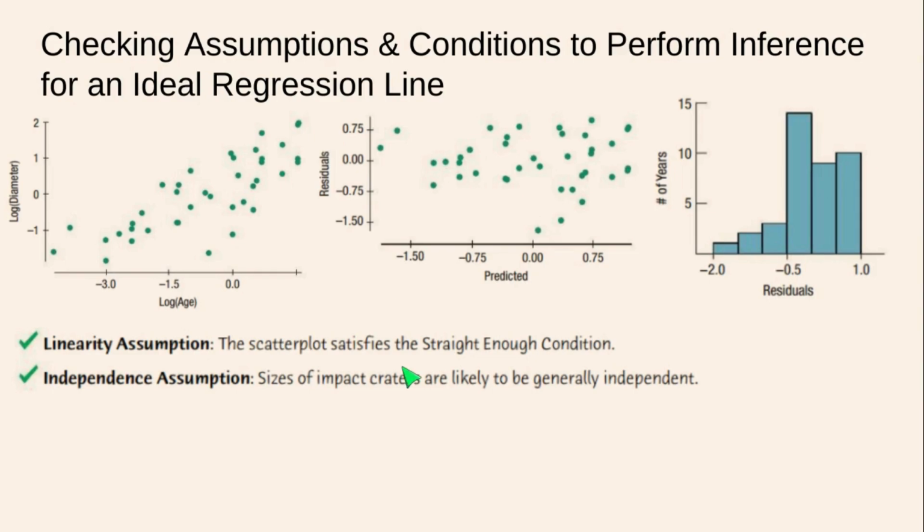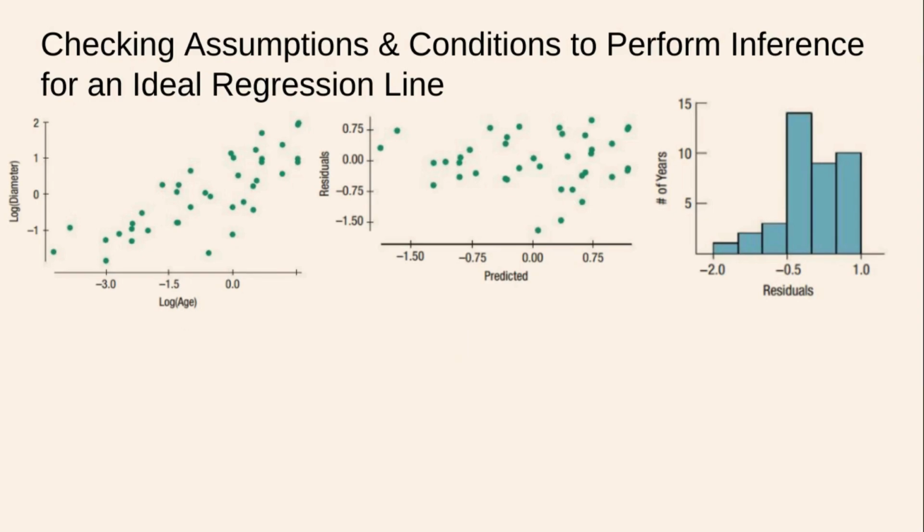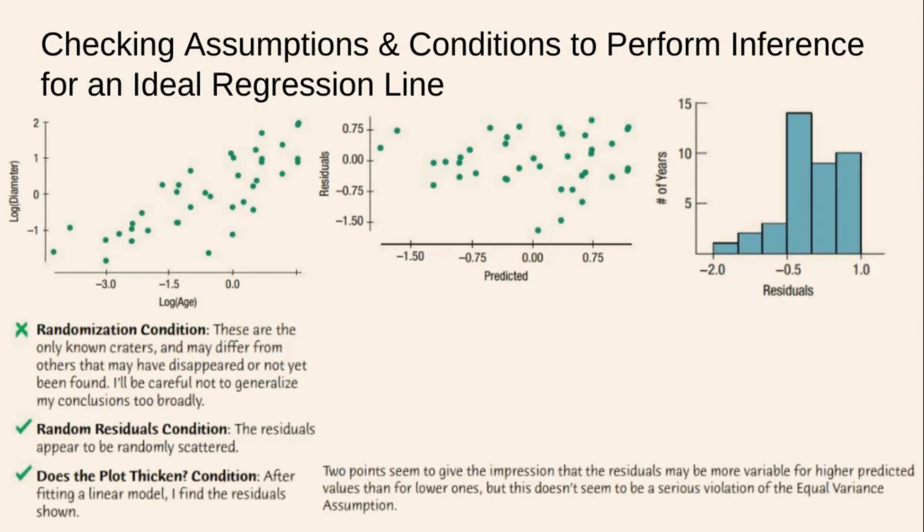Independence assumption: the sizes of impact craters are likely to be generally independent. All right, there you go. It is an assumption after all. But how do we confirm that assumption? Randomization. These are the only known craters. All right, so it's not really random. We're just taking the known craters that we have. And they may differ from others that may have disappeared or have not yet been found. We need to be careful not to generalize the conclusions we get too broadly.